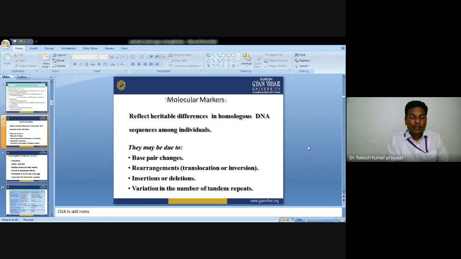Rearrangement of the DNA sequences is because of either translocation or inversion. Then insertion or deletion. Insertion of a single nucleotide or deletion of a single nucleotide leads to development of insertion-deletions. Then variation in the number of tandem repeats.